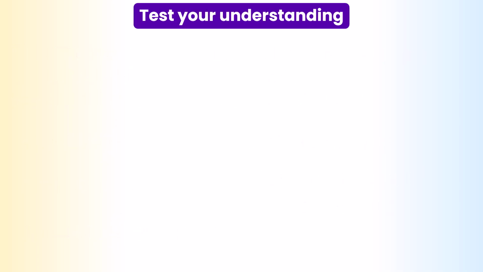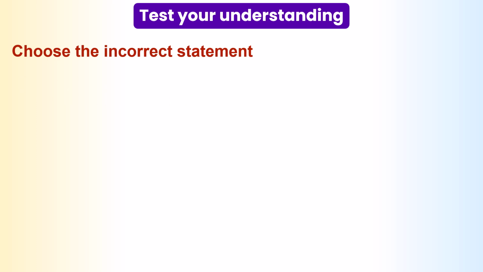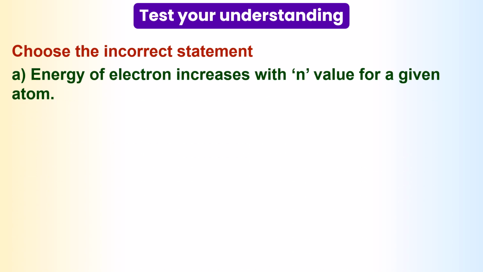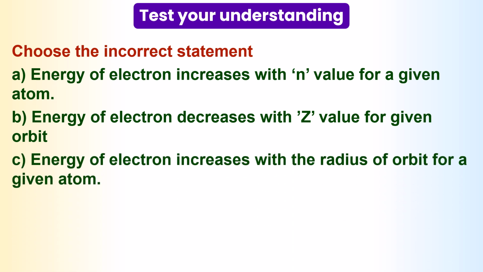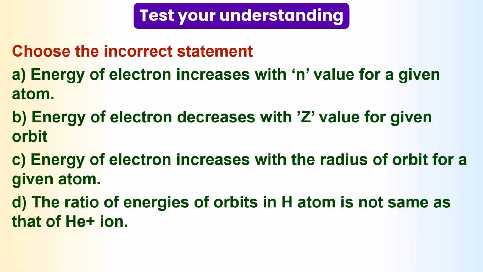Now test your understanding. You have to choose the incorrect statement. First statement is energy of electron increases with n value for a given atom. Second statement, energy of electron decreases with z value for a given orbit. Third statement, energy of electron increases with the radius of orbit for a given atom. And finally, the ratio of energies of orbits in H atom is not same as that of He plus ion. You have to choose the incorrect option.